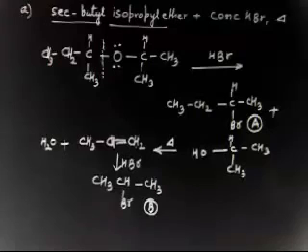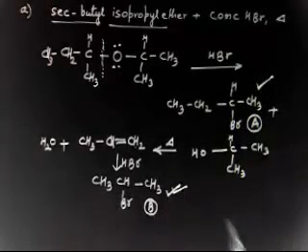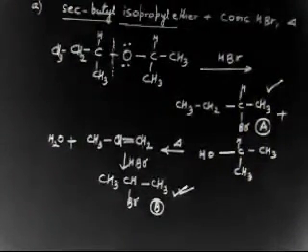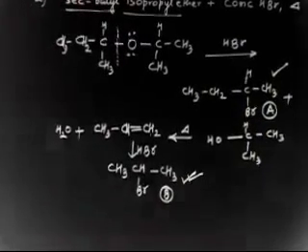Are you getting? So you will get this product, one alkyl halide. This is another alkyl halide. You will get. I think all of you are able to understand. So this is an ether cleavage. Now let us discuss the next part.